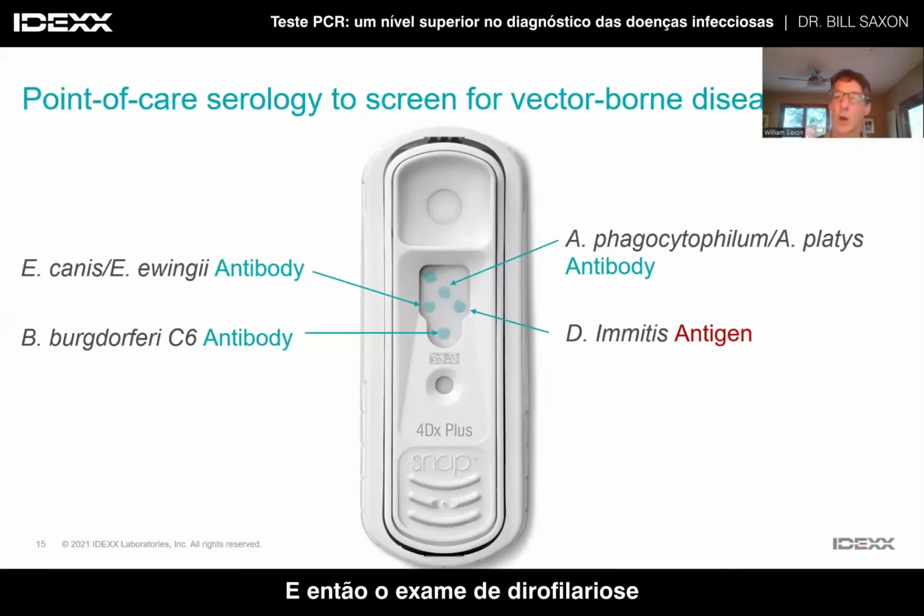And then the heartworm test on the 4Dx Plus is an antigen test. Therefore, a positive means the animal has heartworm. Negative means, because it's a sensitive test, that the animal likely does not have heartworm disease.